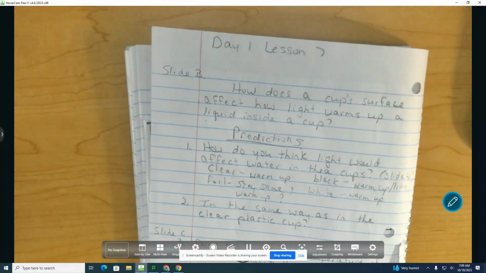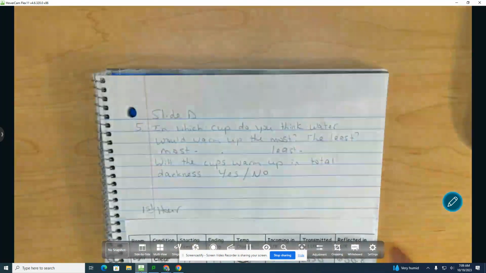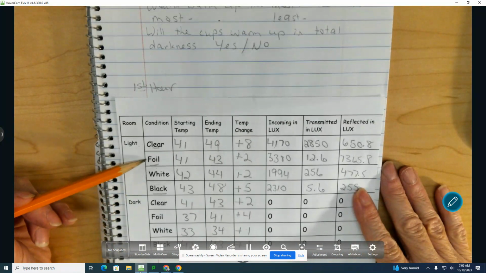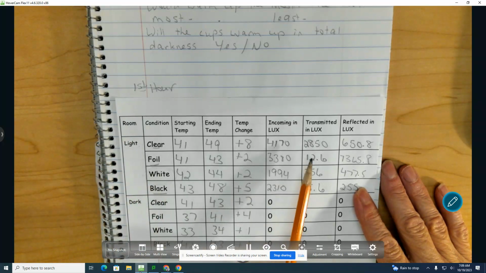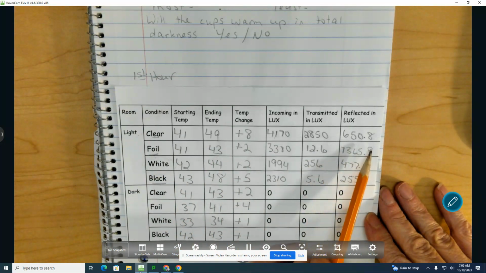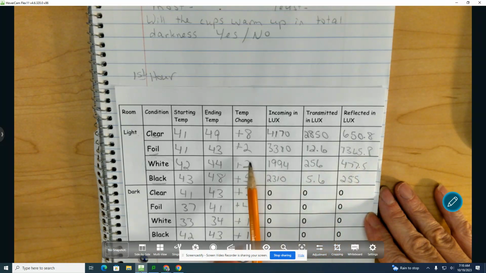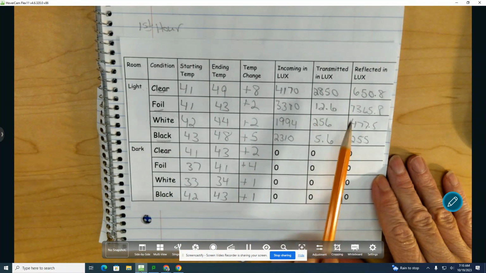So this is lesson 7. So we learned some things specifically about a clear cup, a foil cup, and a black cup when it came to light. Okay, we learned that transmitted energy into the clear cup had an effect on the water on the inside of the cup. We also learned that with the foil cup, much of the reflected light had some sort of effect on keeping our cold water cold.